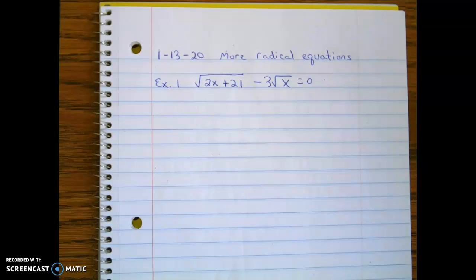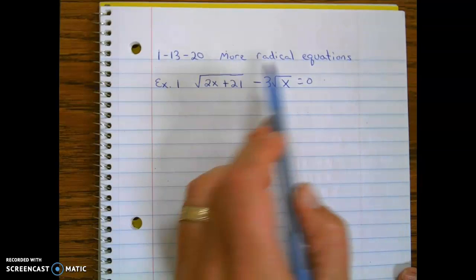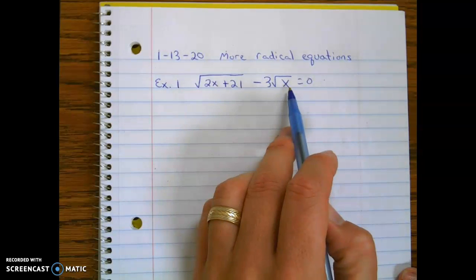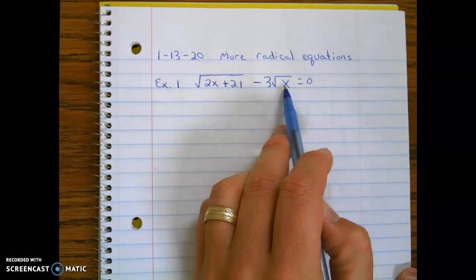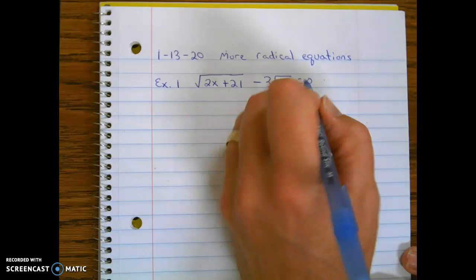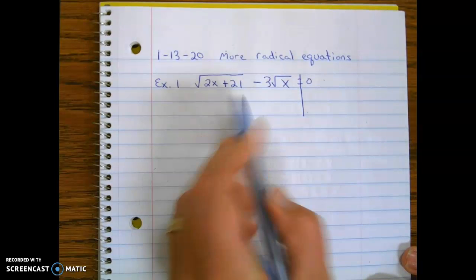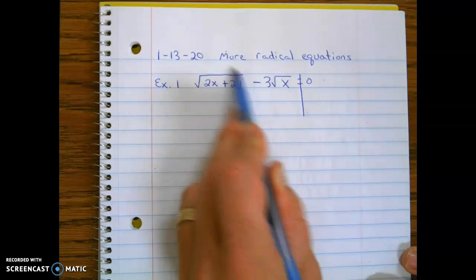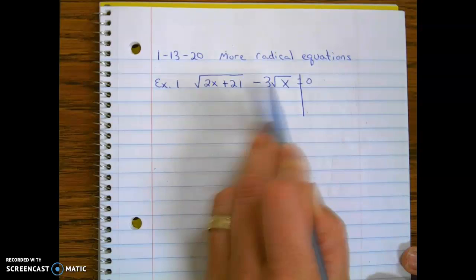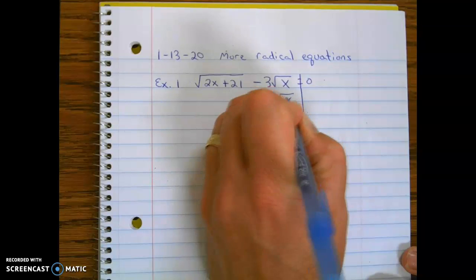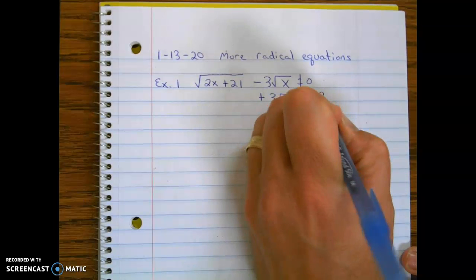All right, today's lesson is a continuation of the last one where we're solving radical equations. Sometimes we get an equation where there are two radicals on the same side of the equal sign. Since the radicands are different, you're going to want to put one radicand on the left side and the other one on the right side. So we're going to go ahead and add this whole term to both sides.